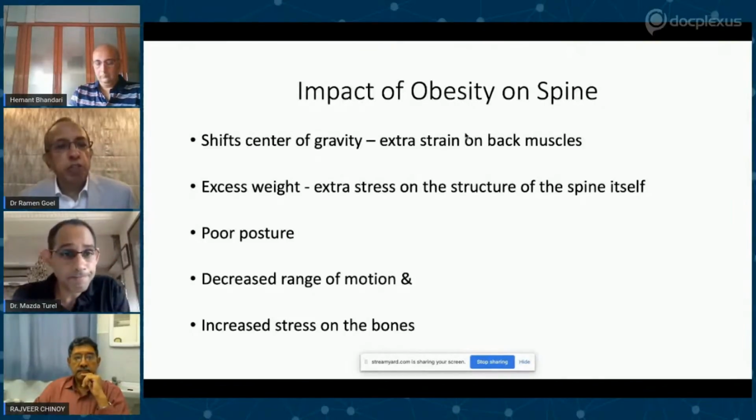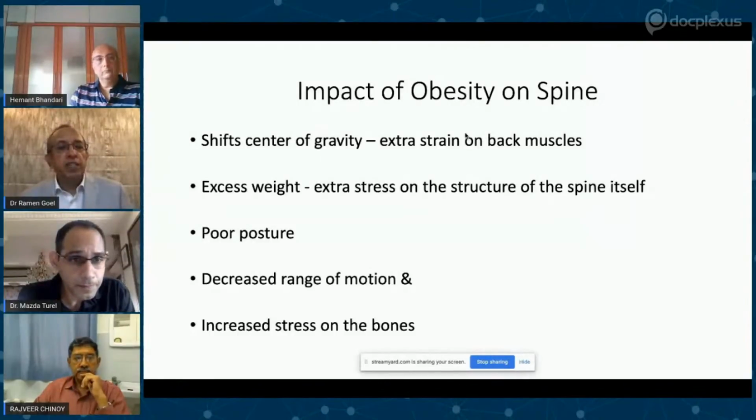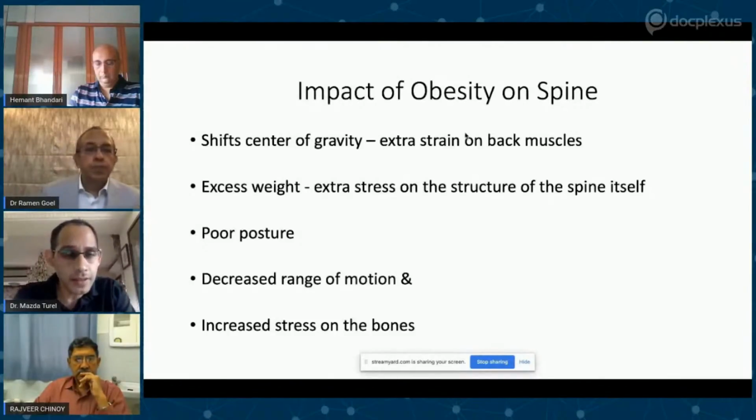One quick question. You mentioned that the center of gravity shifts. Why would it shift in an obese person? If the patient has a lot of belly fat, that's where most of their weight is focused. In some sense it's like being pregnant.